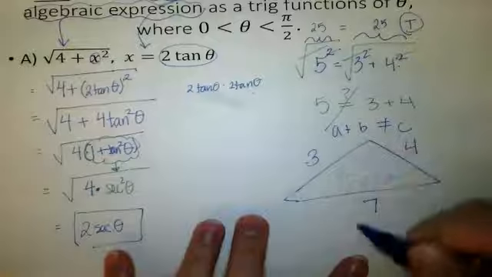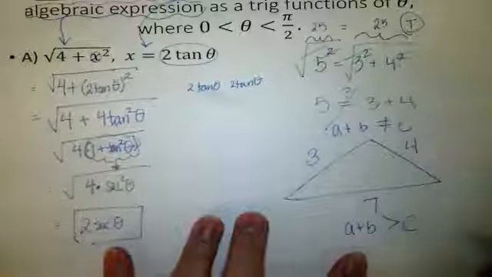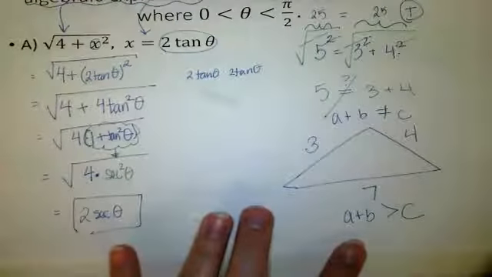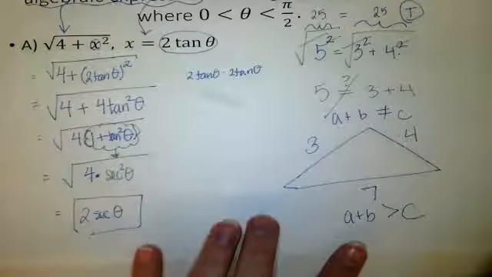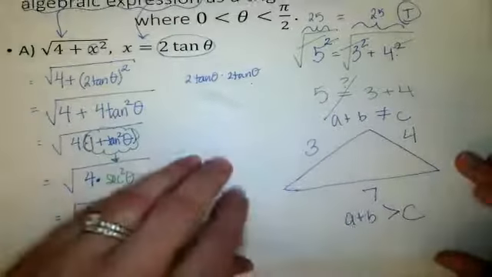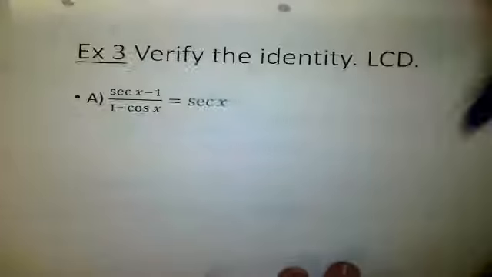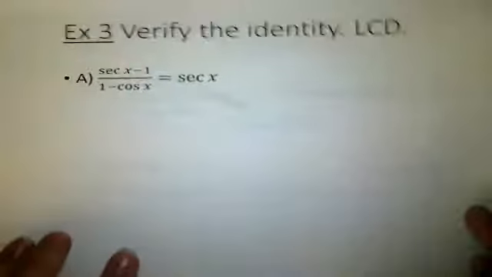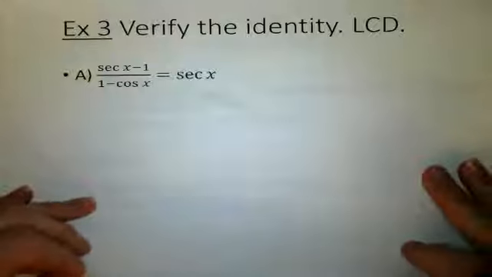The rule for triangles is that A plus B has to be greater than the third side. The sum of any two sides has to be larger than the third. Yeah. Lots of geometry. All right, example 3, verify the identity with the LCD.